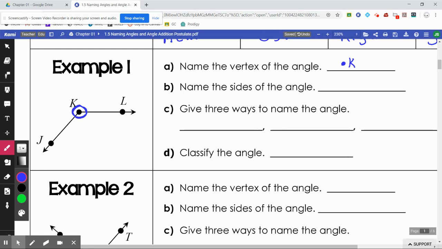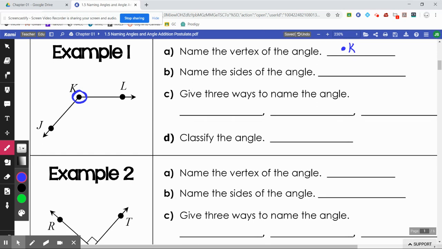Name the sides of the angle. Now, both of these sides are rays. So you have this ray that goes this direction. It starts at K, and it's very important that you use the starting point. It goes from K, and it goes through J, and it is, again, a ray. The other ray starts at K and goes through L. That'd be ray KL. Again, those Ks must be first because that's where it starts. That's the origin. That's the vertex.